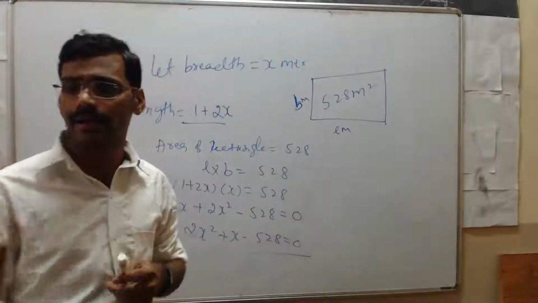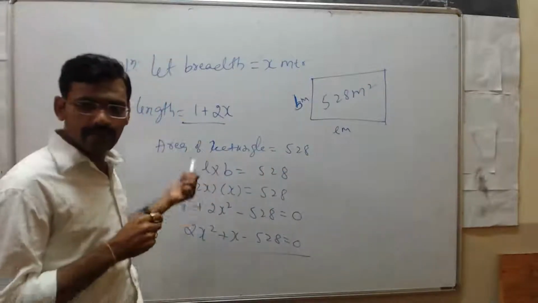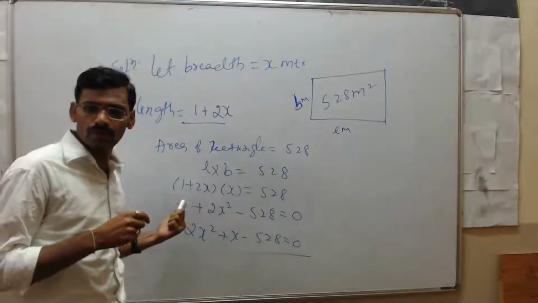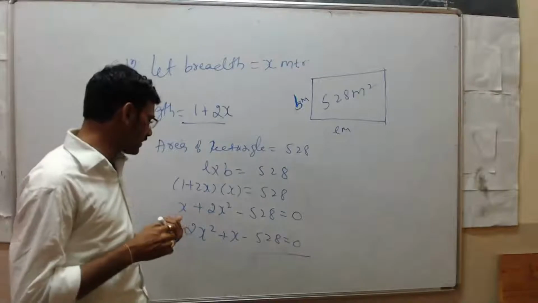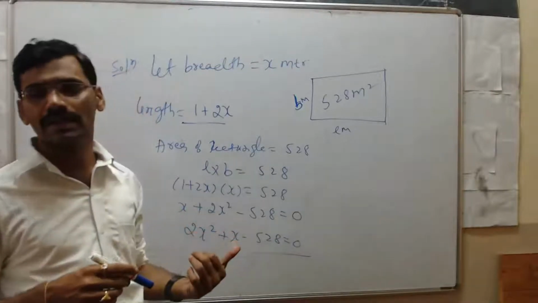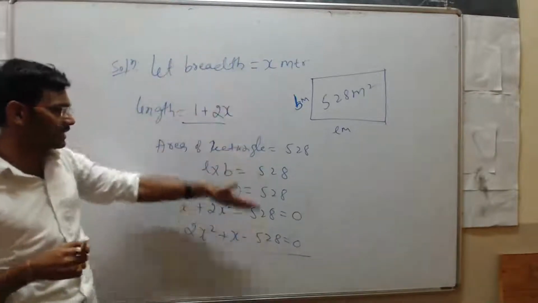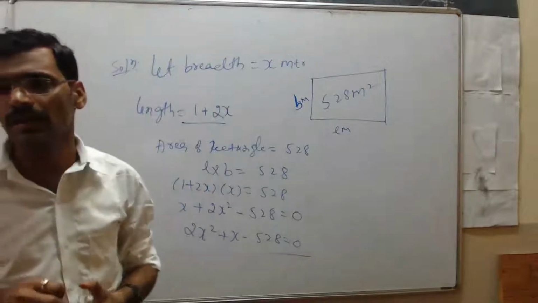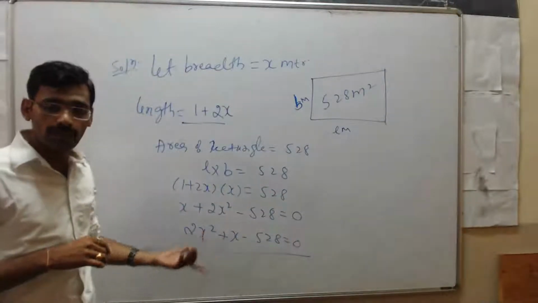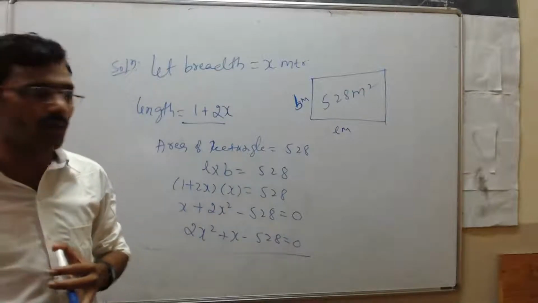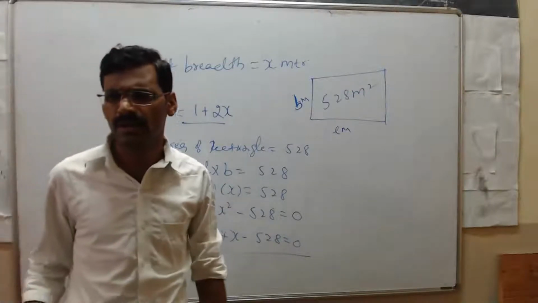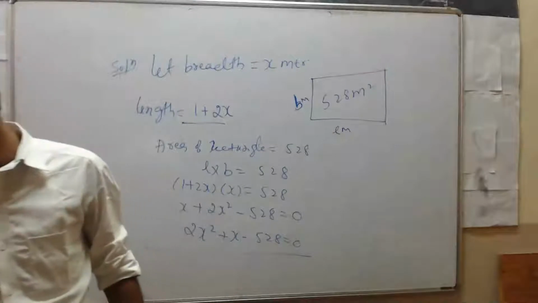What is the formula for the area of a rectangle? Length into breadth is equal to 528. Length is 1 plus 2x, breadth is x, equal to 528. Then after simplification, 2x square plus x minus 528 is equal to 0. The entire situation is in the form of a quadratic equation because a value is 2, b value is 1, c value is minus 528. The entire situation is converted in the form of a quadratic equation.